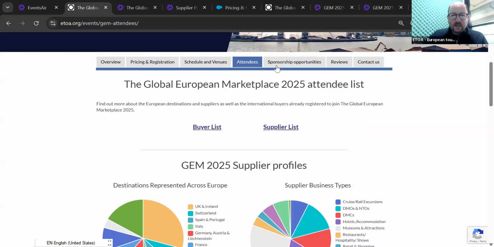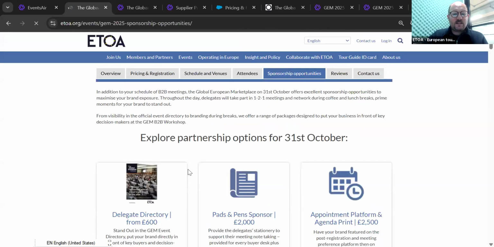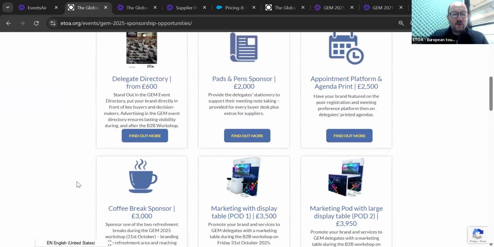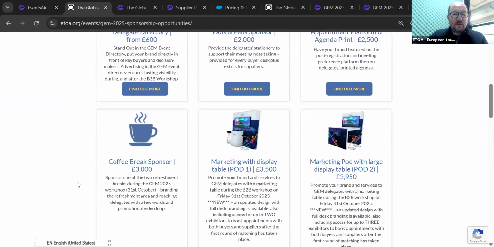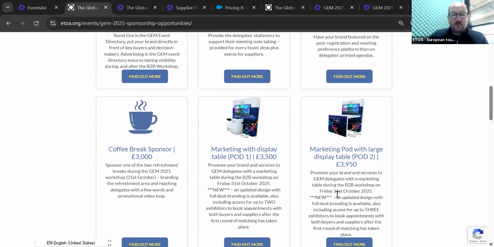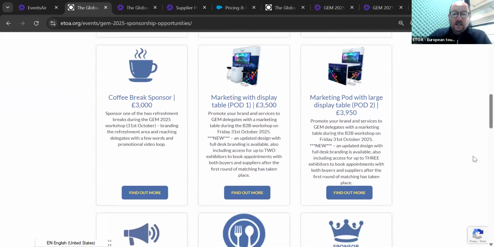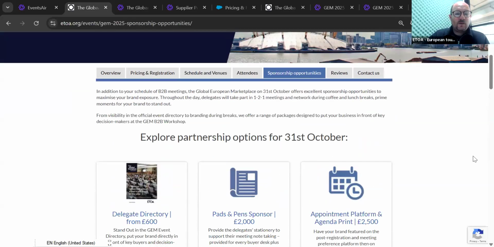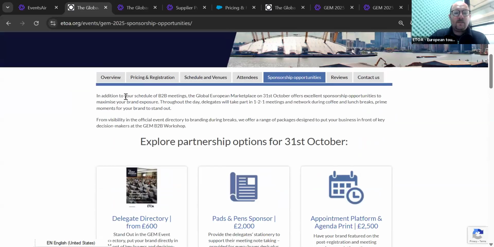There are still a number of sponsorship opportunities available, including advertising in the directory. We've got a good number of sponsors already lined up, but if you as a supplier are interested in making more of a splash, as I said, you'll be walking the floor this day, you might consider one of our marketing pods, which are options available on the workshop floor itself. So yeah, we've got sponsorship opportunities available not only for the workshop on the 31st, but also the conference on the Monday, the day before World Travel Market.